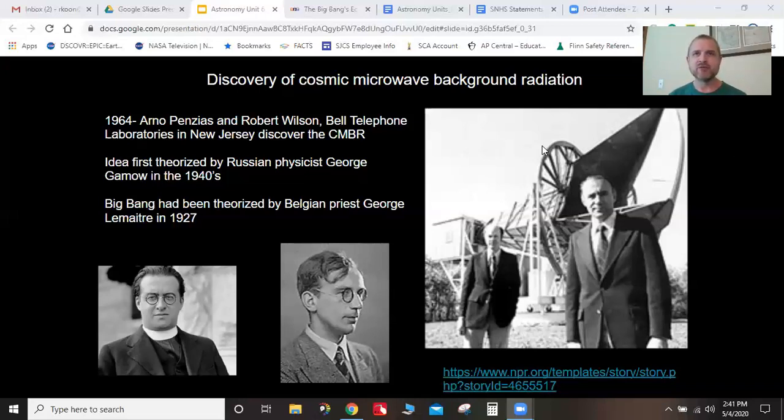One thing when you have a new instrument is that any background noise, you want to cut out. So like if you're on a telephone and there's background static, you want to filter that out. But they kept finding this background noise around 2.7 Kelvin, this is in the 60s, and it was everywhere in the sky, and they couldn't get rid of it.